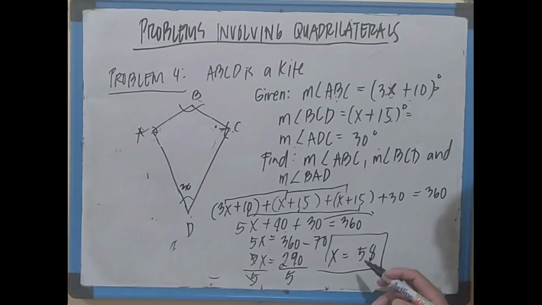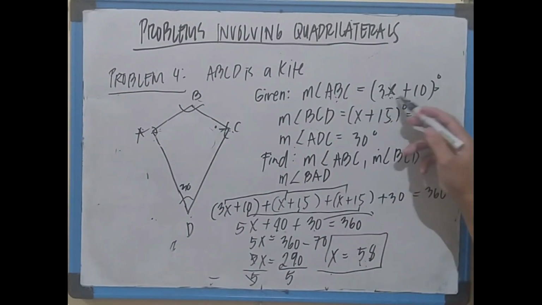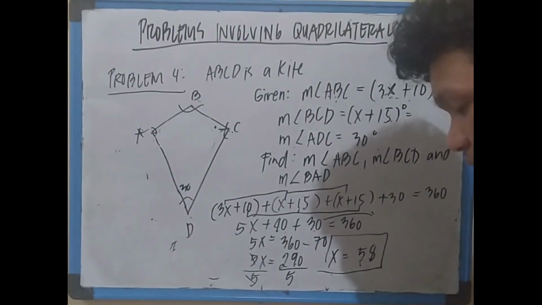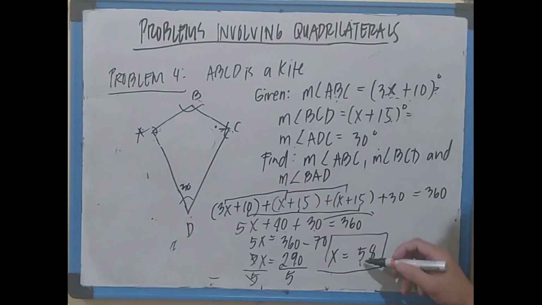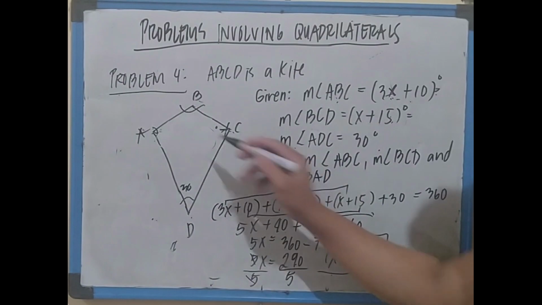Now, para makuha natin yung mga value ng angles, all we have to do is to substitute the value of x for the equation. So we have now 3 times 58 since 3x plus 10 ito. Okay? So we have 3 times 58 is 174 plus 10, we have 184.